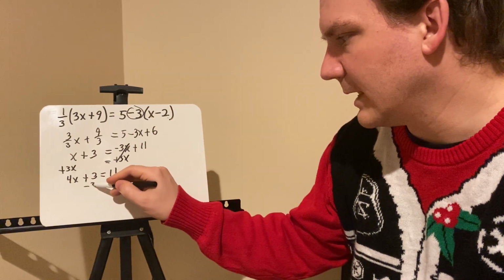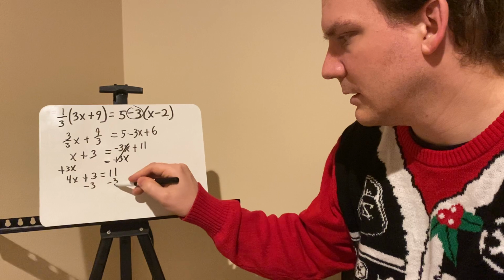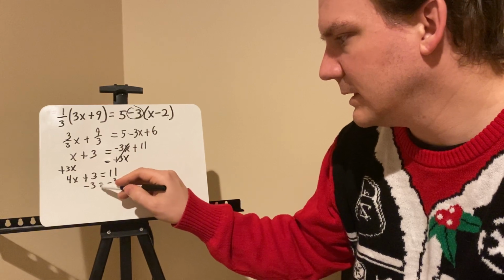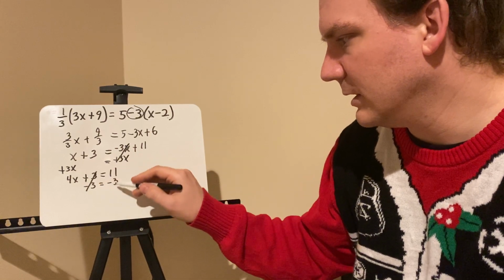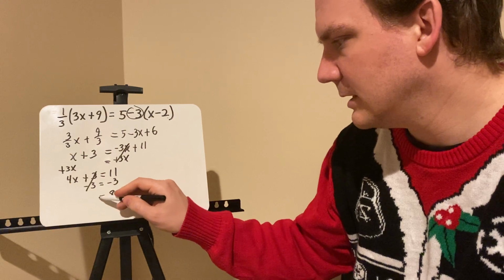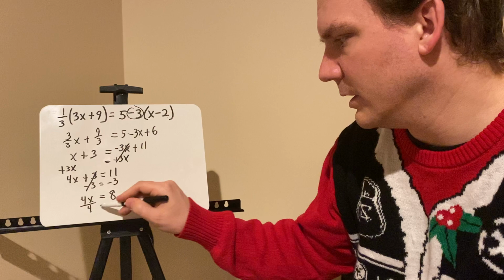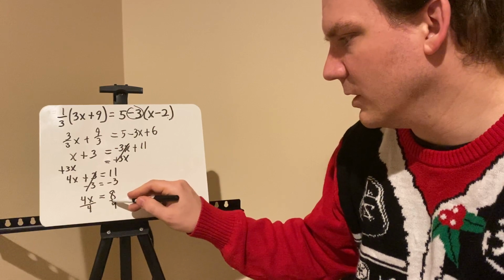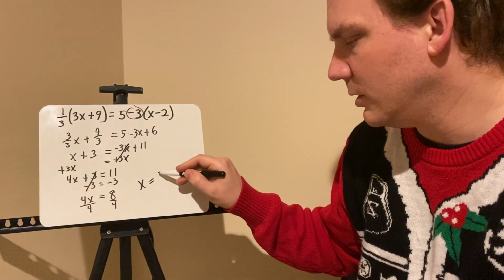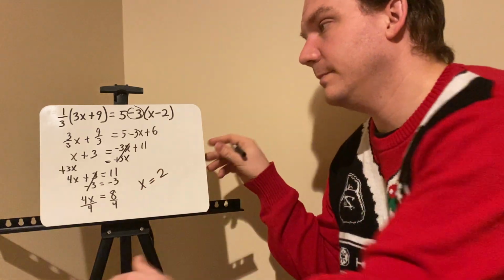Now I'm going to subtract 3 from both sides. This will be eliminated. 11 minus 3 is 8. That's going to equal 4x. Divide by 4. Divide by 4. And x will equal 2. 8 divided by 4.